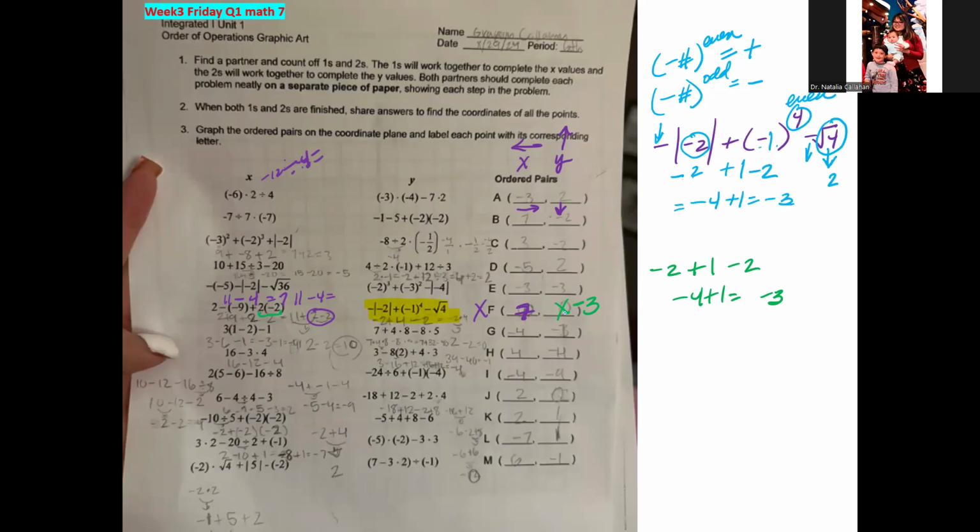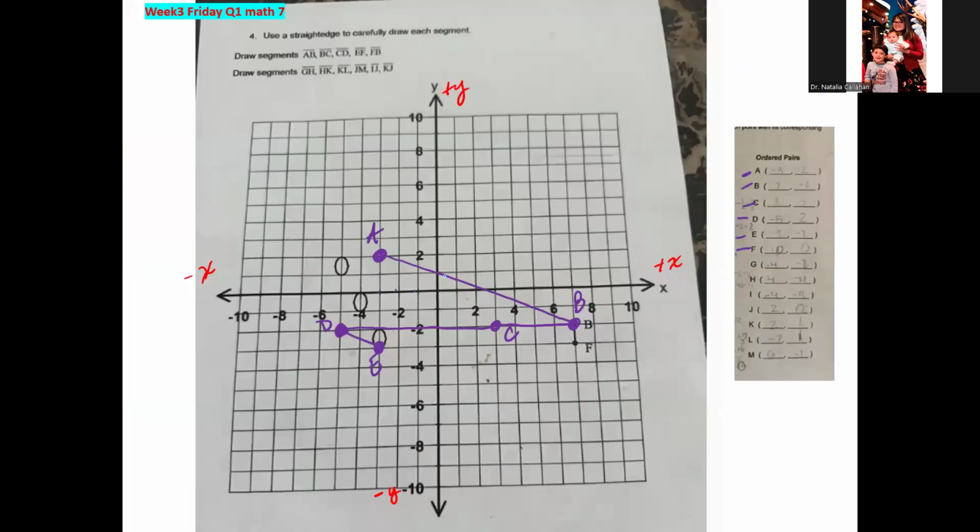-3 is F. So make sure you have that part right there. Let me know when you're ready to move on. And while you're doing that, I'm going to go back and check all the answers, make sure it's correct.